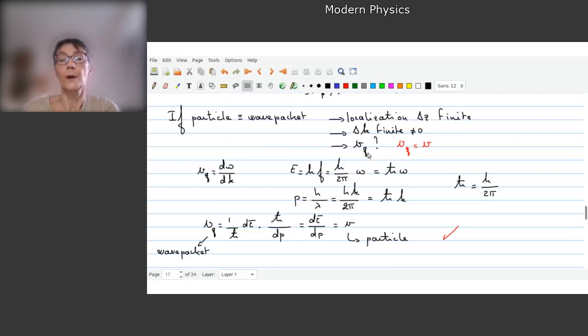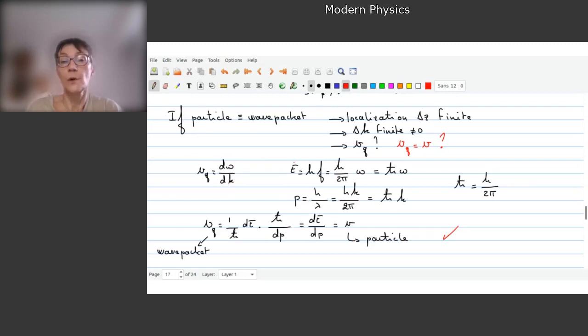And so what about the group velocity? We don't speak anymore about phase velocity because we have a wave packet, so we have to speak about group velocity. So let's do it. The group velocity is the derivative of the angular frequency in relation to the wave number.